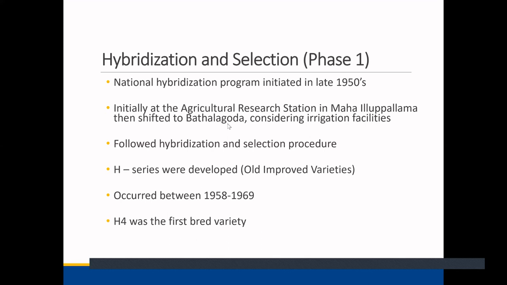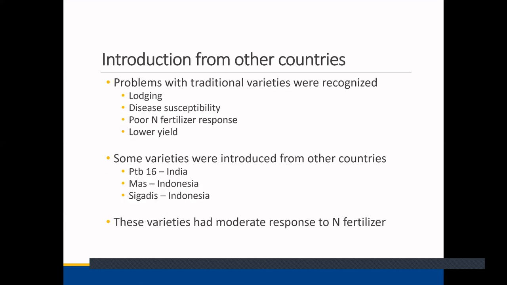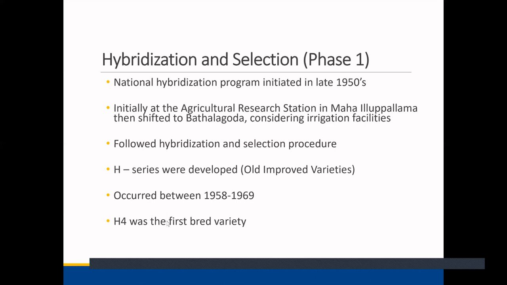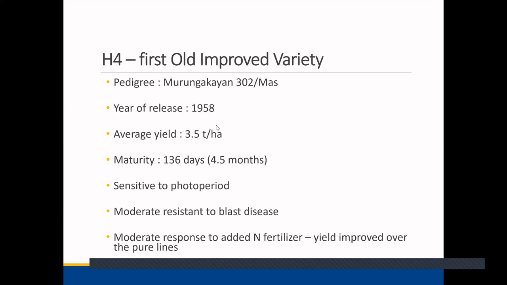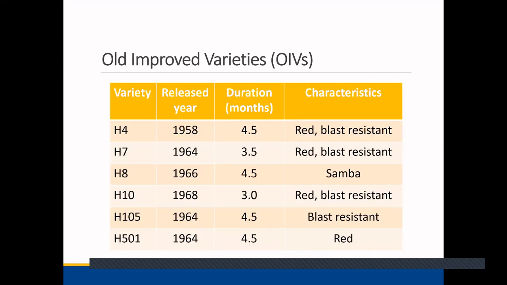Any other questions? Others? Okay, so I hope you are now clear with this first phase of hybridization and selection. In the first phase, we developed the old improved varieties. There are some milestones you should know. H4 was the first old improved variety, and these are the characters that particular old improved variety had. And you should also know most of the old improved varieties were American varieties.